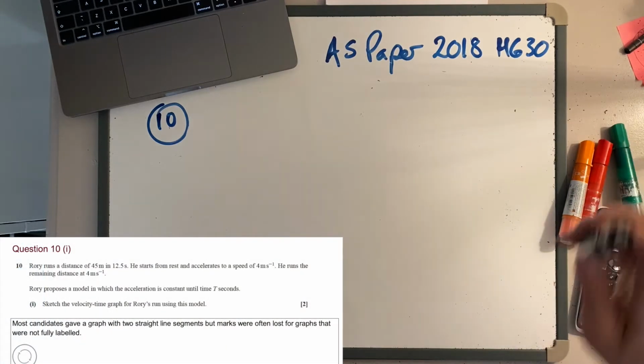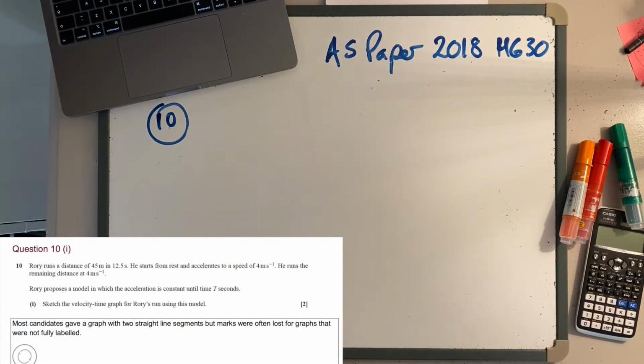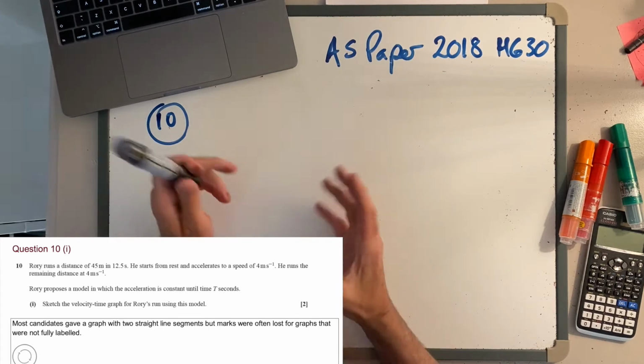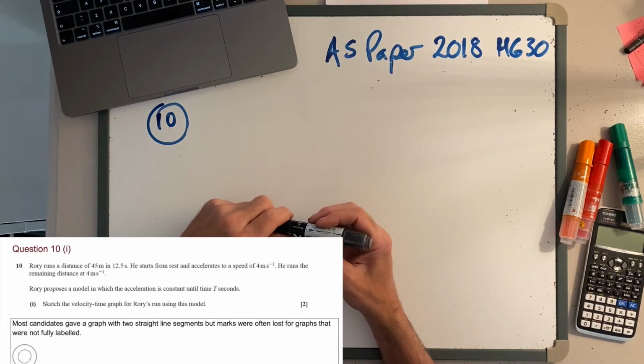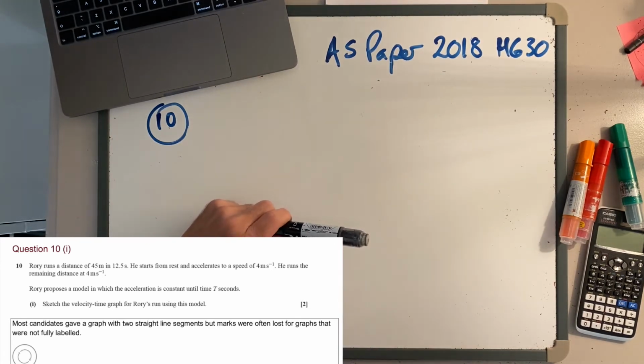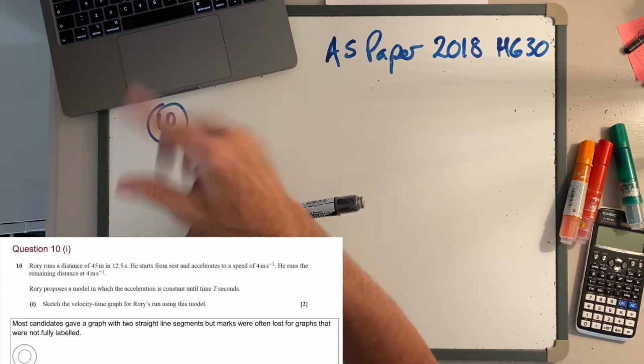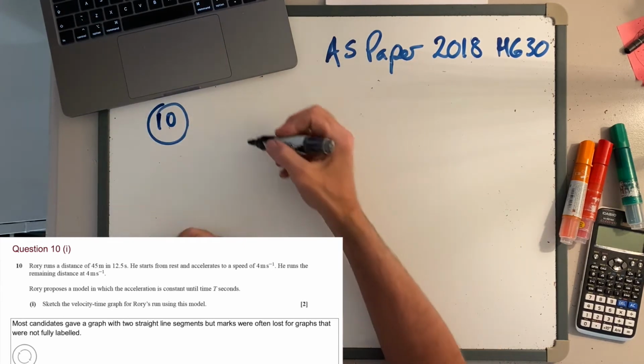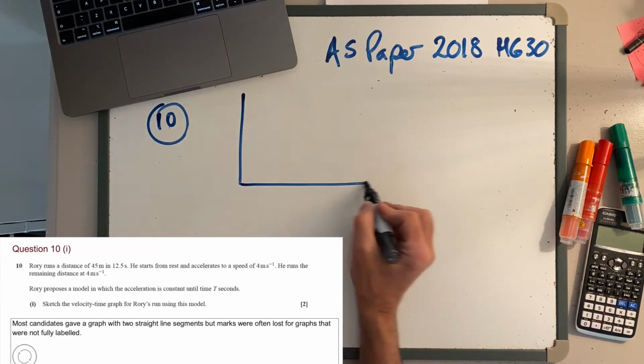Right, so question 10 of 11. We're getting there. If you read through the question, you're asked to sketch the velocity time graph for Rory's run using the model. So pause it, look at the question. Let's draw the velocity time graph.